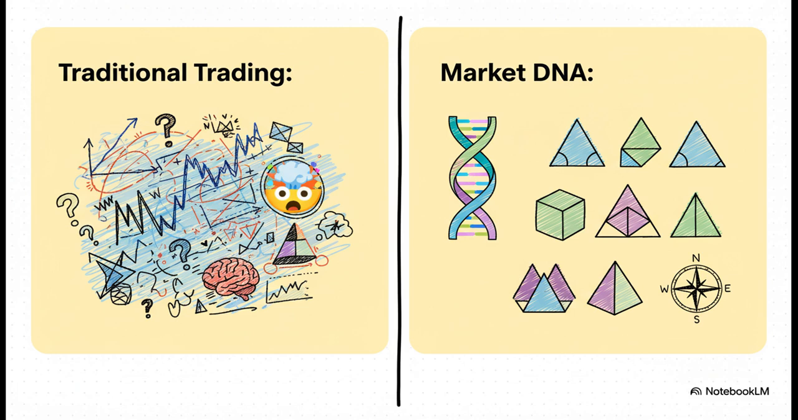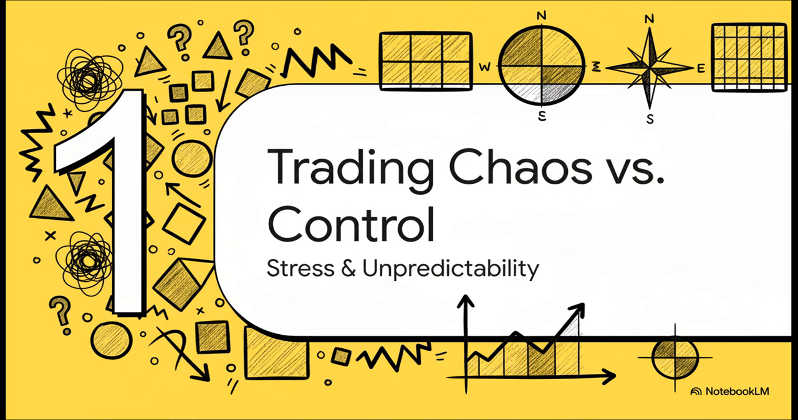But on the right, you see the market DNA approach. It's clean, it's precise. It's all based on the idea of an underlying geometric structure. It's a massive shift from chaos to control. And this really gets to the heart of the problem, that constant stress and second guessing. You know the feeling, right? Is my stop loss in the right place? Did I risk too much on this? That unpredictability is the core issue that this entire geometric framework was built to solve.